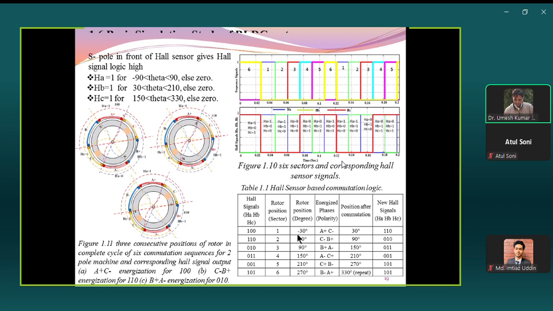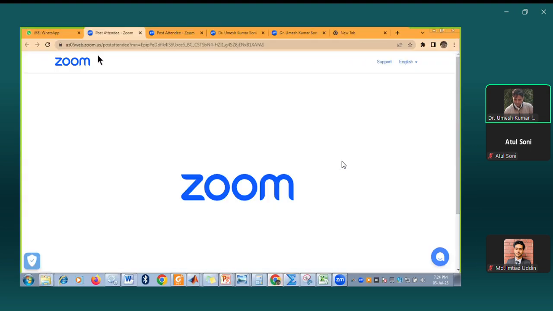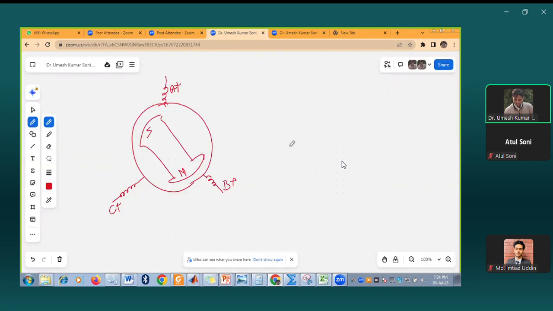So here we have the Hall sensor signals, that is 100, and now I will illustrate how this table is defined. For this table, I would like to come to the Zoom board. Here we have phase A, phase B, and phase C, and this is phase B negative. Is it visible? Yes, sir. And here we can see C minus.